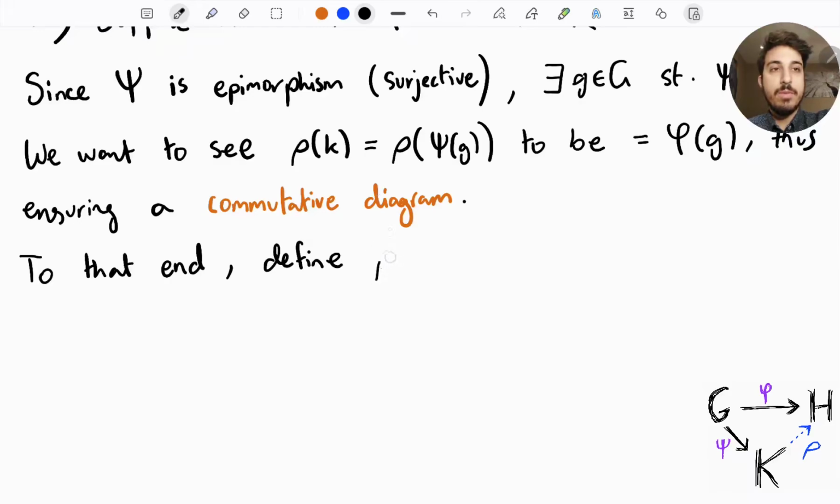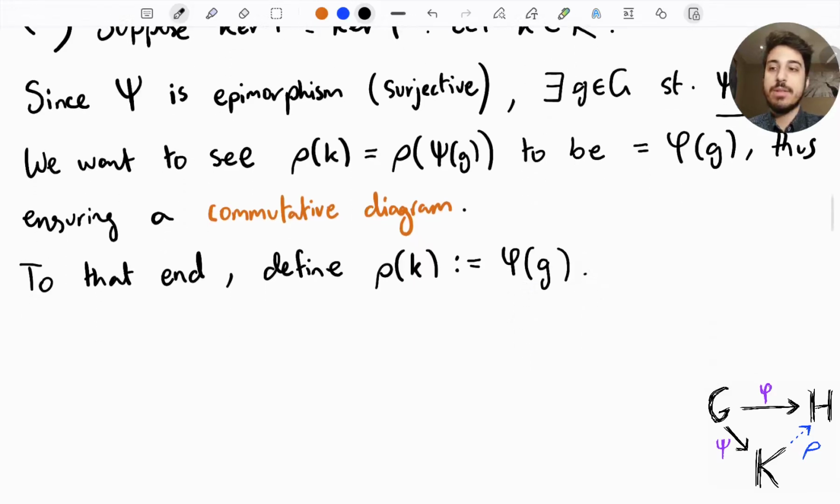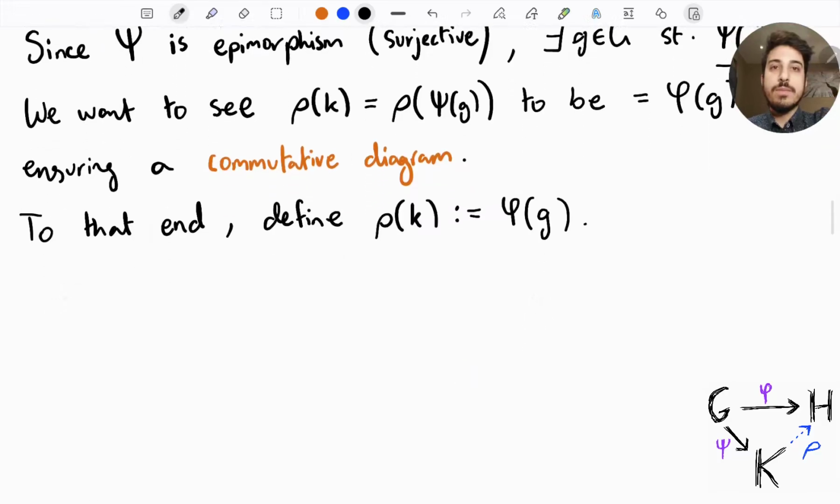our homomorphism rho of K by simply the most natural choice, which is phi of the pre-image of K by psi, which is G. So basically, for any K in K, we take rho of K by taking the G first, which is the pre-image of K by psi, and then we apply phi to it. And that's how rho is defined. So the first thing to prove here is that rho is a well-defined map.